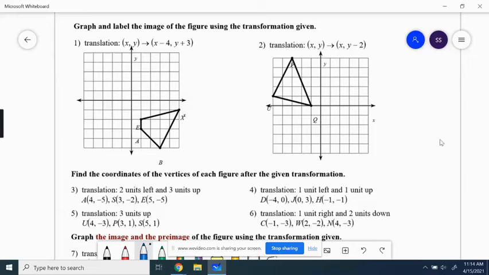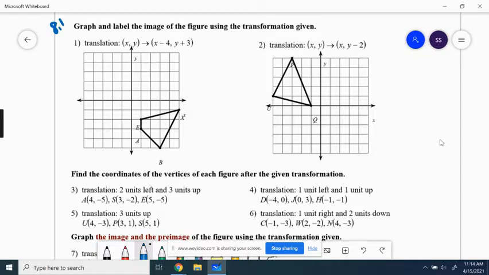This is a practice problem video for Unit 8 on transformations. We're going to be looking at translations, reflections, and rotations today. But we're going to start with translations. This is 8.1, and we're going to go through some of the practice problems.